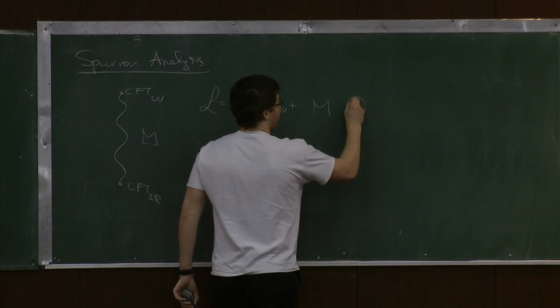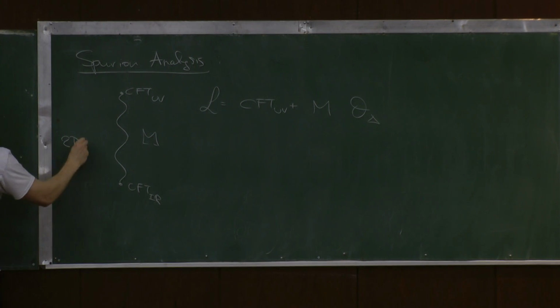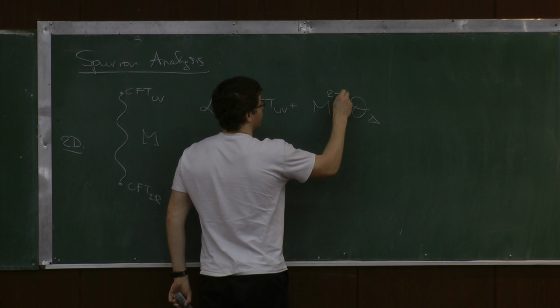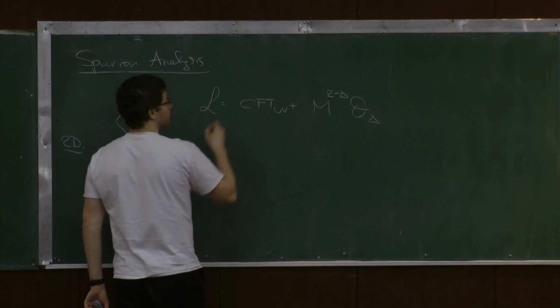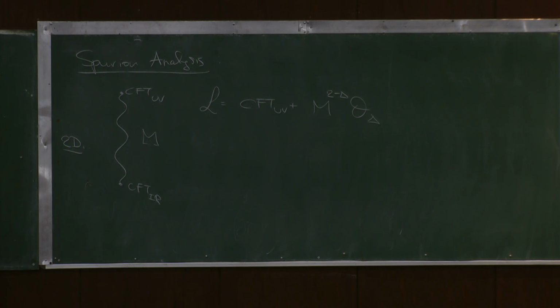So if this operator has dimension delta, and now this is 2 dimensions, okay? I'll start from 2 dimensions. If this operator has dimension delta, then the mass parameter would have dimension 2 minus delta. Okay, so this would be the Lagrangian of the theory, and this is what I mean by this picture. So this triggers normally a non-trivial flow that takes you to a completely different fixed point that you cannot even solve in perturbation theory.